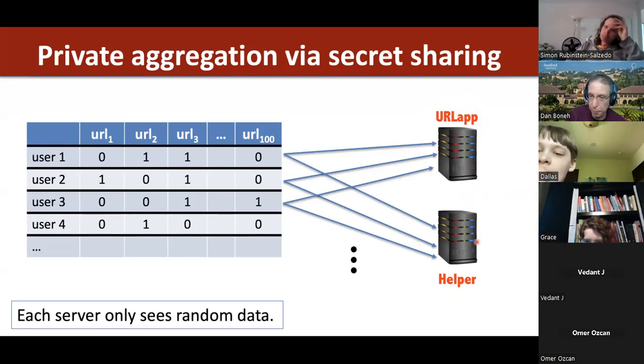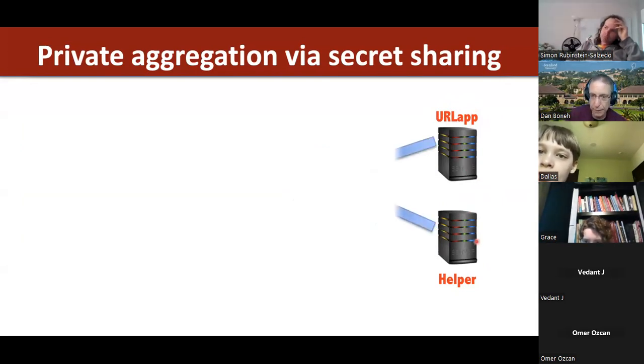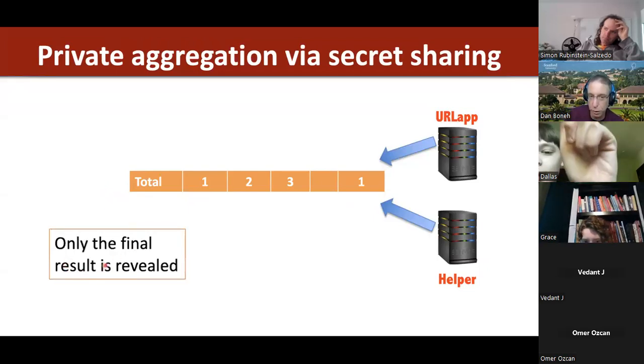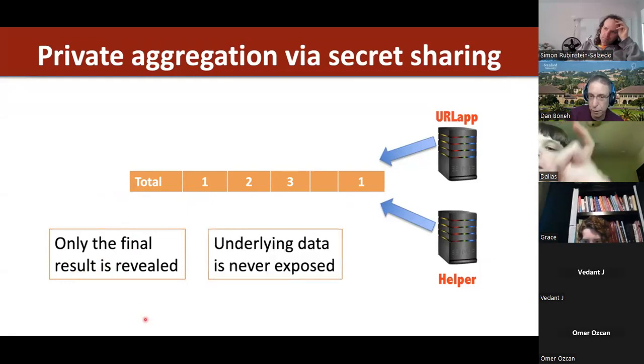But once they've finished collecting all the data, they'll talk to one another very briefly, and we'll see how in just a second. And now all of a sudden, the sum will appear, even though they didn't learn anything about the underlying data. They don't learn any user data, but the sum just becomes available to them. So the point is only the final result is revealed, and the underlying data, my particular data, your particular data, is never exposed to the servers.